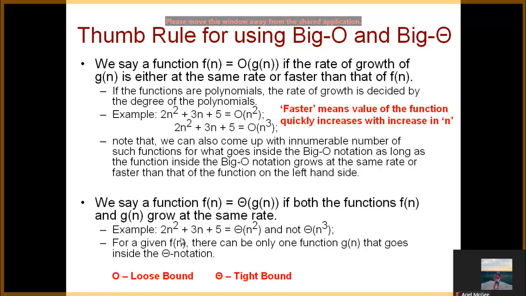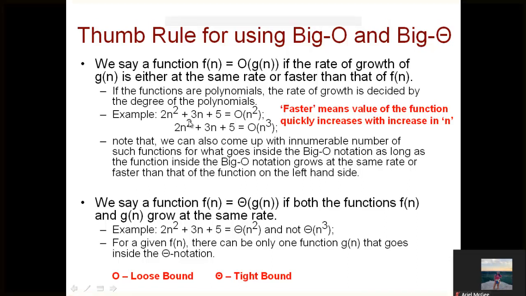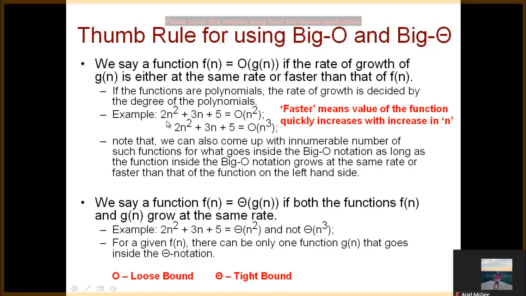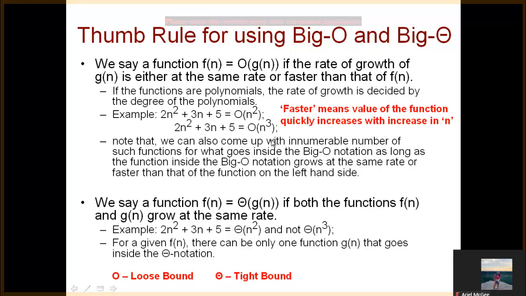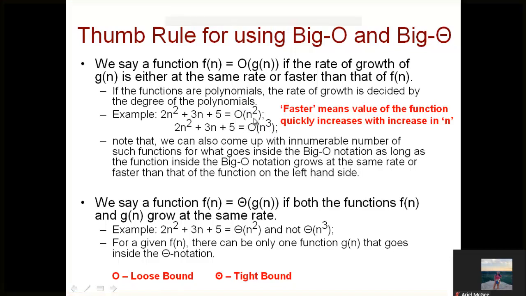Now if you want a loose bound, in the sense that we want to say that in the worst case this function will not grow beyond some other function, then we can say that it is big O of n squared, but that's not the only function we can come up with as an upper bound. Even n cube is a function such that 2n squared plus 3n plus 5 will always grow less than n cube. It will not go beyond n cube. So if we want a loose bound, then we can use the big O notation.